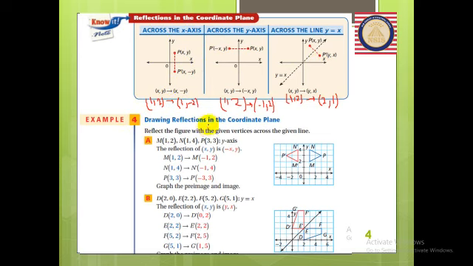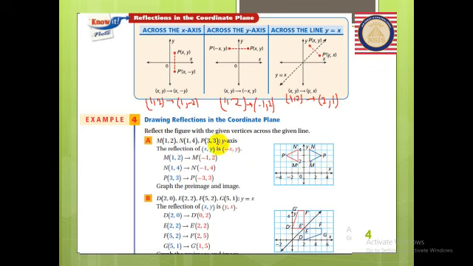Drawing reflection in the coordinate plane. This is my coordinate plane, this is my y and x. Okay. And my figure here: M at 1 and 2, and put the point M. N at 1 and 4, and put the point N. Then 3 and 3 up to 3. Then you are going to join the figure here, so it's a rectangle.